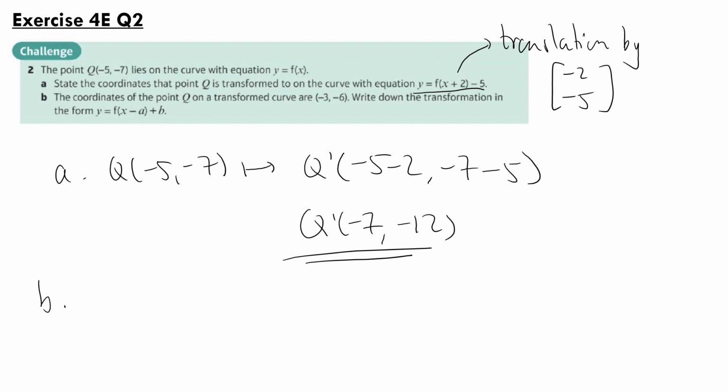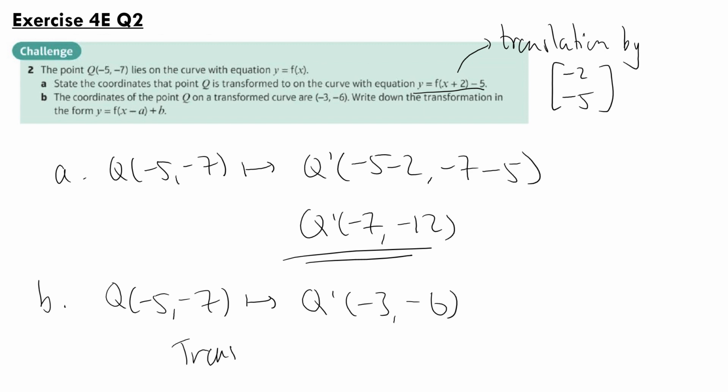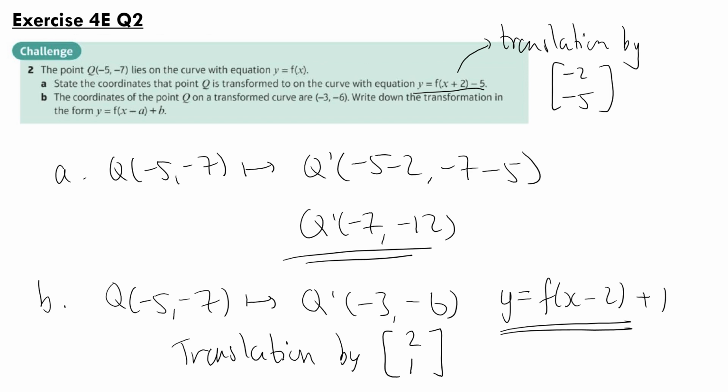For part B, the coordinates of the point Q on the transformed curve are (-3, -6). Write down the transformation in the form y equals f(x minus a) plus b. So Q has gone from (-5, -7) to (-3, -6), and this is a translation by the vector (2, 1). So we can write this transformation as y equals f(x minus 2) plus 1 as required.